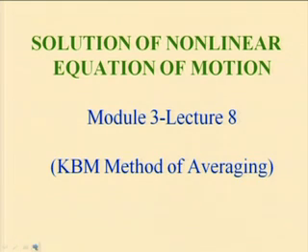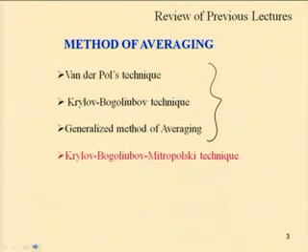Previously we have studied the van der Pol equation, the Krylov-Bogoliubov technique and the generalized method of averaging. These are different methods of averaging, and in today's class the Krylov-Bogoliubov and Mitropolski technique will be dealt with. This is an extension of the Krylov-Bogoliubov technique, which was developed in 1947, and later it was modified by Bogoliubov and Mitropolski in 1961, and Mitropolski further used it for non-stationary systems in 1965.